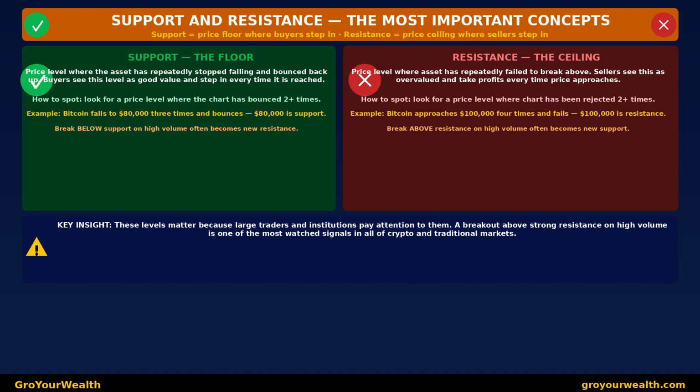You identify support and resistance by looking for price levels where the chart has bounced multiple times. If Bitcoin has fallen to $80,000 3 times and bounced back up each time, $80,000 is a support level. If it has approached $100,000 4 times but never broken through, $100,000 is a resistance level. These levels matter because large traders and institutions pay attention to them. When a price breaks through a resistance level and holds above it, that resistance often becomes the new support.